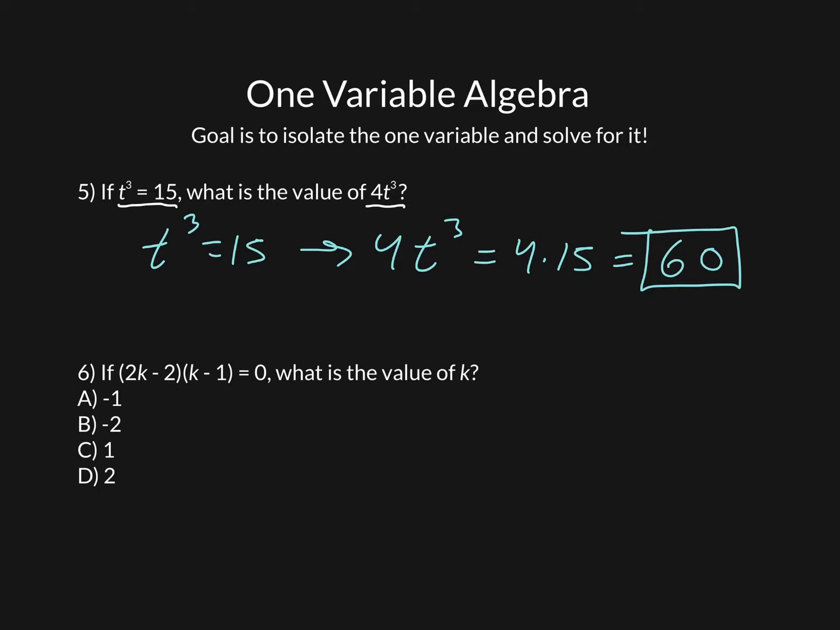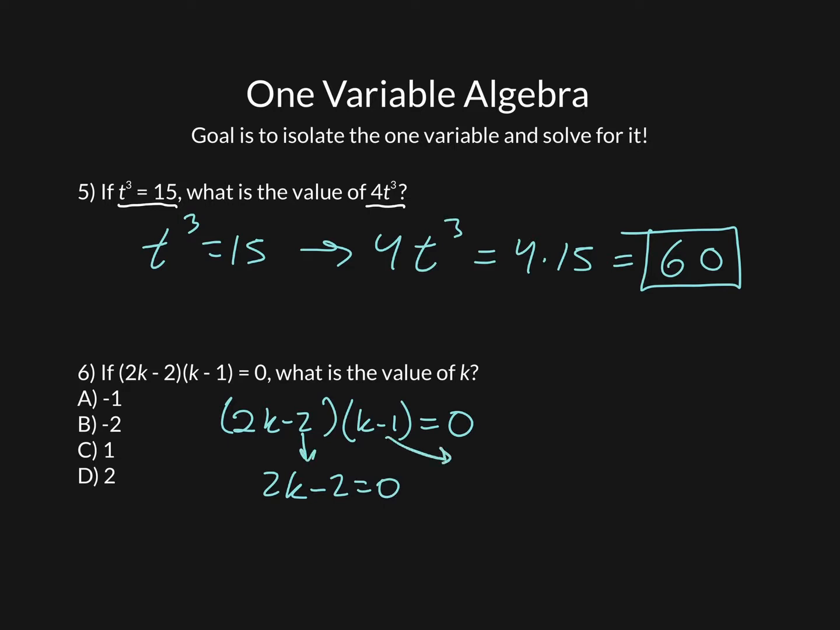Now, as for number 6, we have 2k minus 2 times k minus 1, and we set that equal to 0. They want to know, what is the value of k? Well, we can split the equation into 2k minus 2 equals 0.